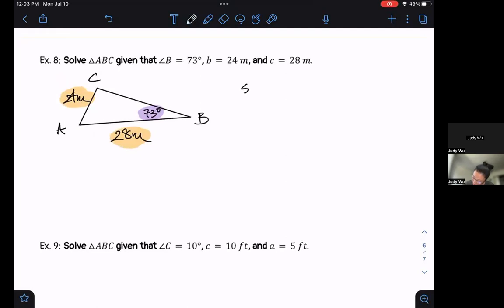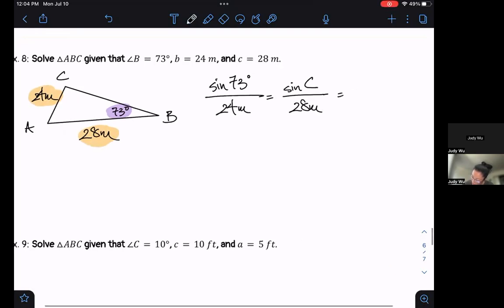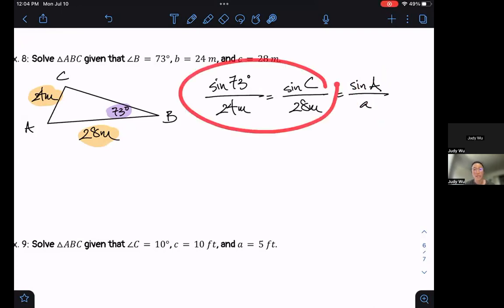So sine of 73 degrees over 24 meters equals sine of C over 28 meters equals sine A over little a, right? Now, I don't have any information about angle A or side a. So really, I have to rely on these two pairs to help me find any information.